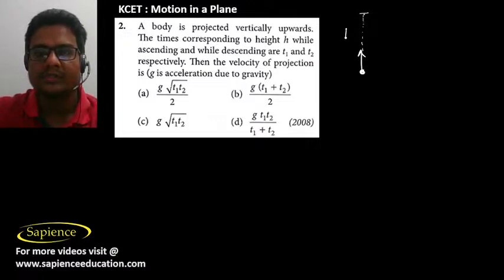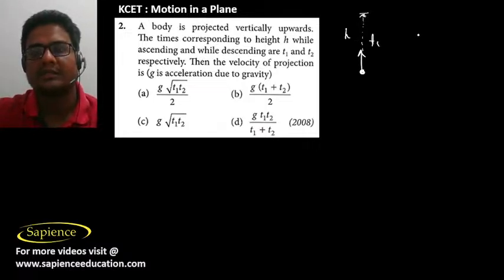So it reaches a height h in time t1. At the maximum height, the final velocity will be 0, and suppose it is being projected vertically upwards with the initial velocity u. So I can tell that v square equals u square plus 2gh. Since g is acting downwards, we should write minus 2gh. So v square is 0, therefore u square equals 2gh.